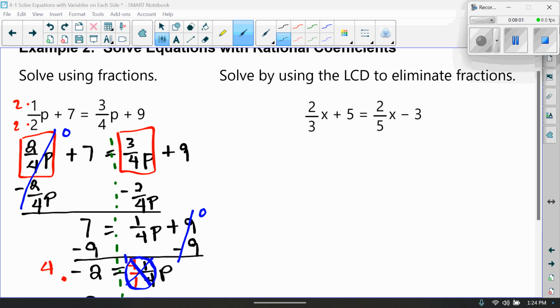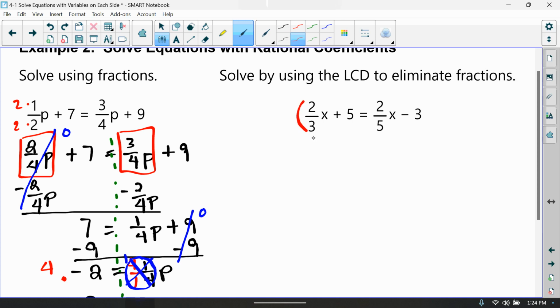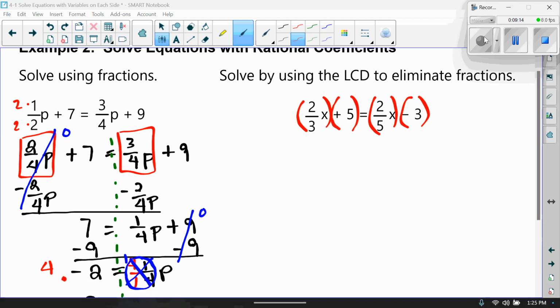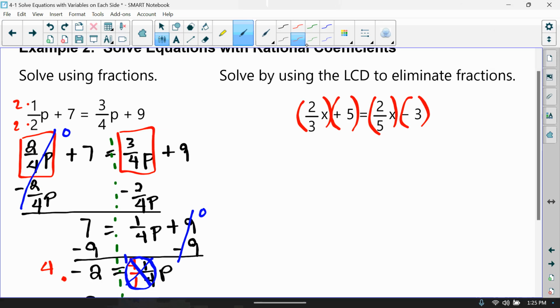So that means we're going to multiply times 15. Here we're going to multiply each term by 15. Is everybody with me? So we're going to multiply this times 15, this times 15, this one times 15, and this one times 15. I'm going to highlight each one so you can see each of the terms.